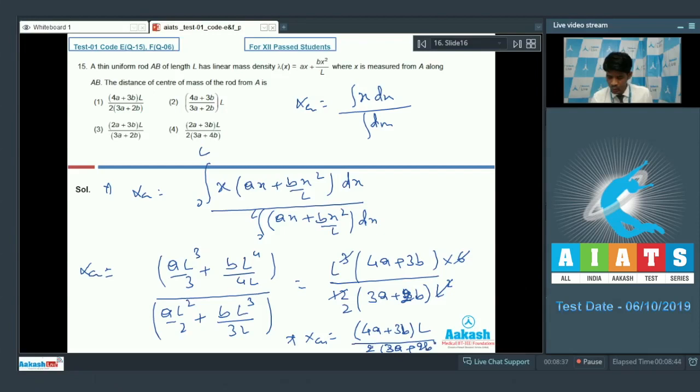Looking at the options for question number 15, option A, center of mass is (4A plus 3B) into L divided by 2 bracket (3A plus 2B). Option 1 is the correct answer. Now let's see question number 16.